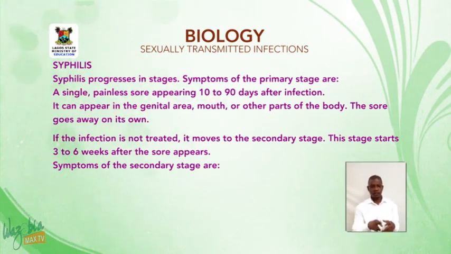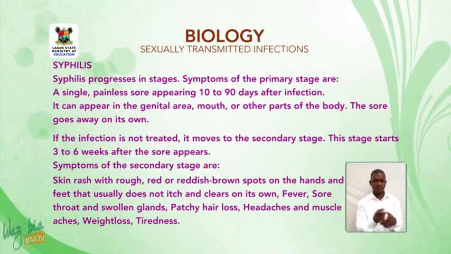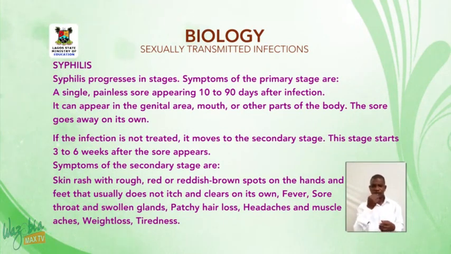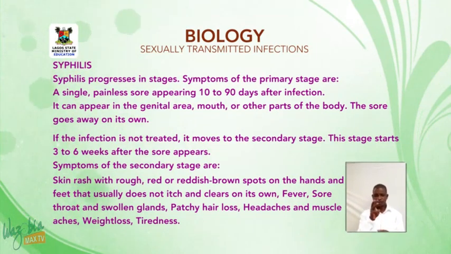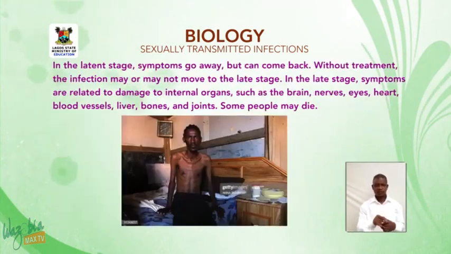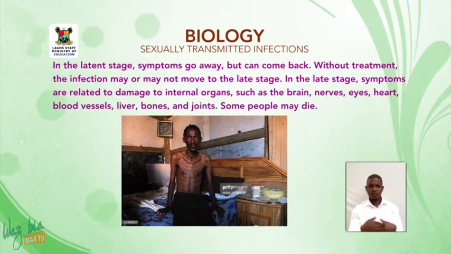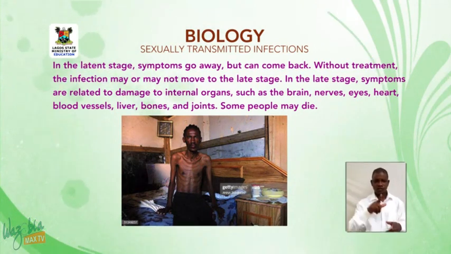Symptoms of the secondary stage are skin rash with rough, red or reddish brown spots on the hands and feet that usually does not itch and clears on its own, fever, sore throat and swollen glands, patchy hair loss, headaches and muscle aches, weight loss, tiredness. In the latent stage, symptoms go away but can come back. Without treatment, the infection may or may not move to the late stage.